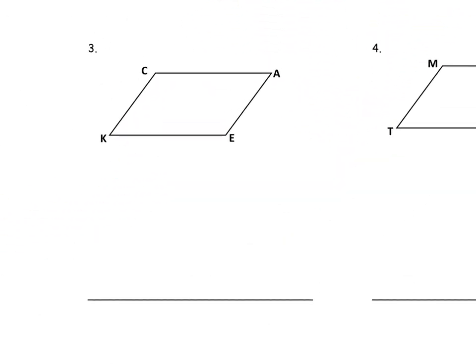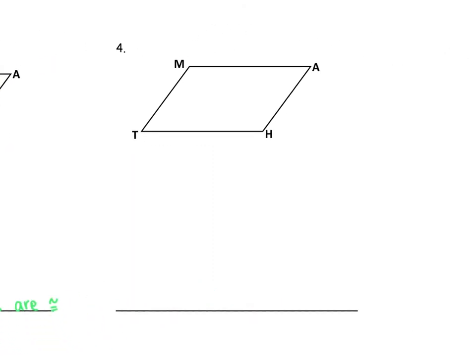Now the third property is that opposite angles in a parallelogram are congruent. So angle C is congruent to angle E, and angle K is congruent to angle A. So the two pairs of opposite angles are congruent.